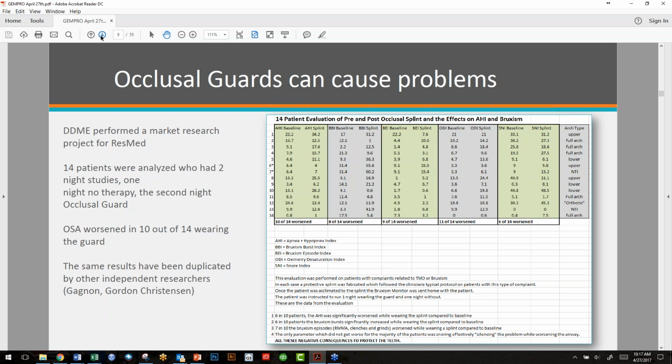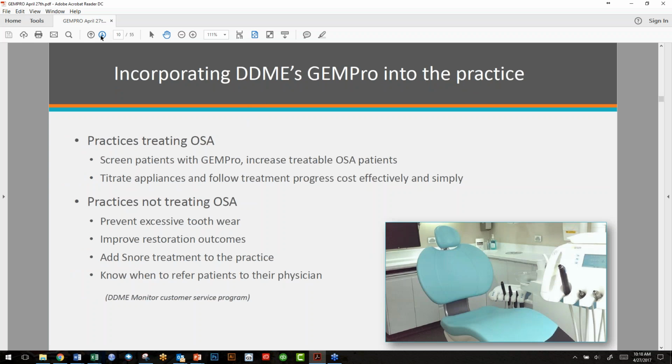So I think the takeaway here is that we should know what's going to happen to the airway when you do a guard. If you do a study and there's oxygen desats, you have to be skeptical of what the guard's going to do for you, the overall benefit. You have to compare protecting the enamel, or for whatever reason you're putting a guard in, against what the impact is that your guard's going to have on the patient's airway, and we should know what the impact is, and we can find that out with the GEMPro.